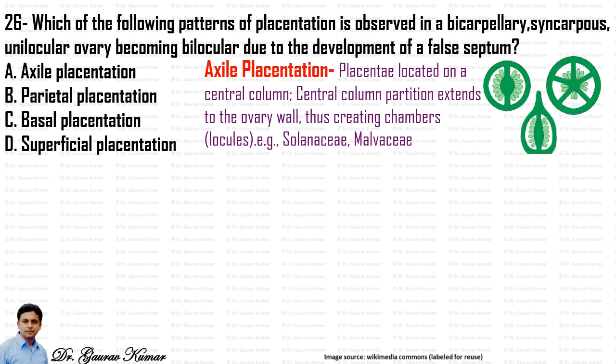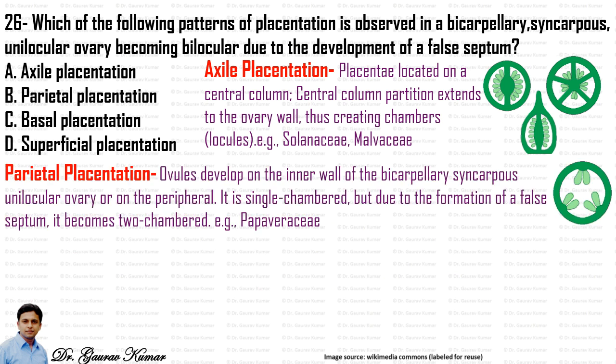Axile placentation, you can see the figure on the right hand side for reference. In axile placentation, the placentae are located on a central column. The central column partition extends to the ovary wall, thus creating chambers which are called locules, and this kind of placentation is found in Solanaceae and Malvaceae. Now parietal placentation, in this the ovules develop on the inner side of the bicarpellary syncarpous unilocular ovary or on the periphery. It is single chambered, but due to the formation of a false septum it becomes bilocular.